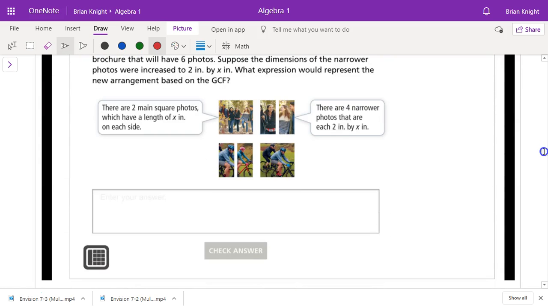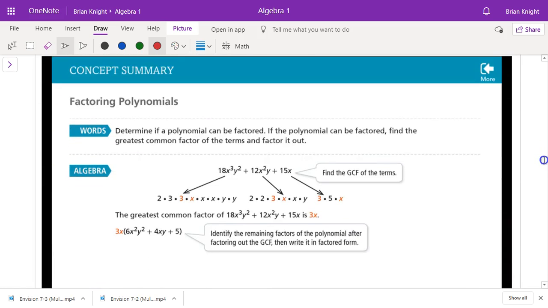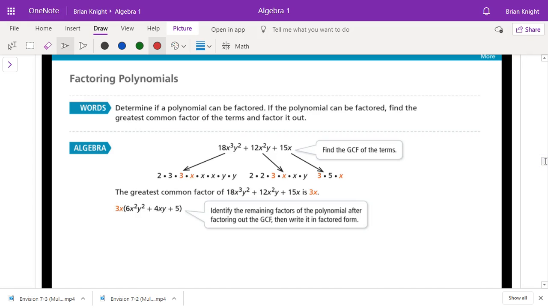So, let's see here, we've done enough. So, basically, factoring polynomials, you have to find the greatest common factor first, all right? So you can always take it out and then write down what's left. But what's left you get from dividing the original by the greatest common factor. Make sense?